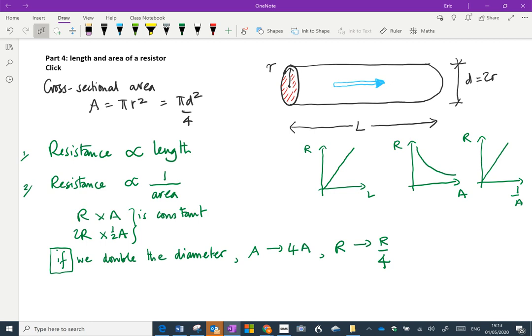So that ends Electricity 2, and that's all we need to know about electricity. Thanks very much for listening. It's time to try some examples. So there's some multiple choice question papers for you to try.